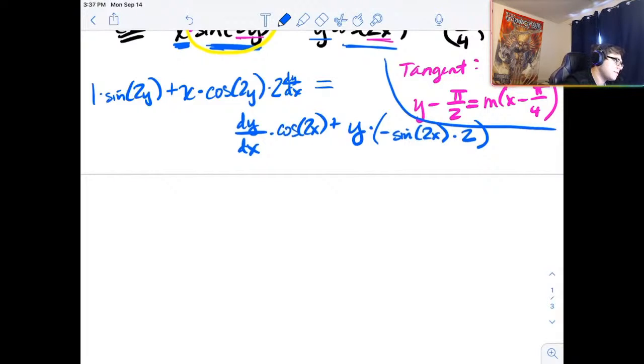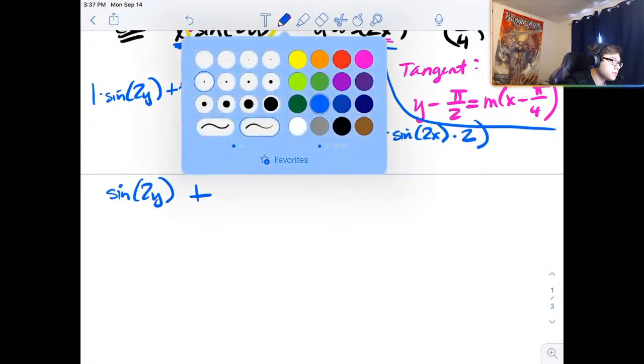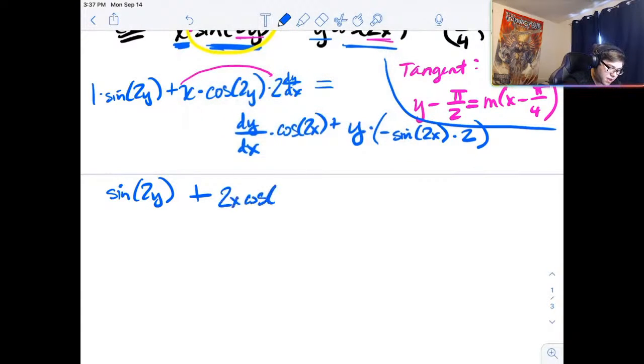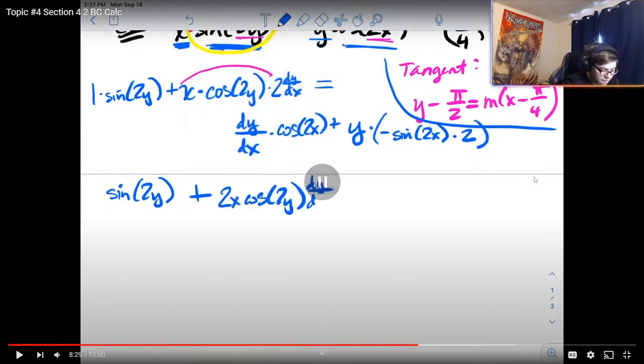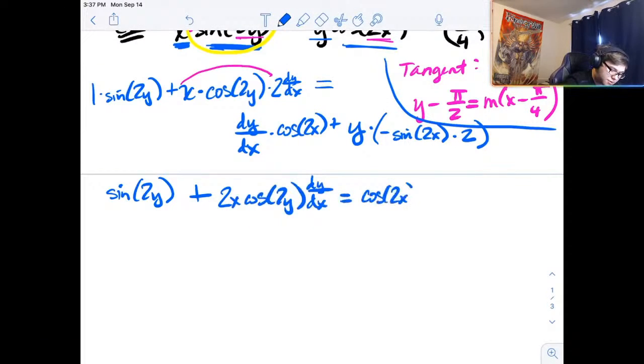Let's try to clean it up just a little bit, see if we can get rid of some of these multiplication dots and see what good that does us. This simplifies to sine of 2y. In this next one, I can bring together the x and the 2. So I can call it 2x cosine of 2y, with a dy dx dangling on the end. That's going to be equal to, for the next one, cosine of 2x with a dy dx dangling on the end. And now my attention is focused on this group of stuff right here.